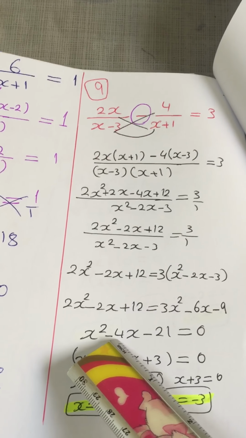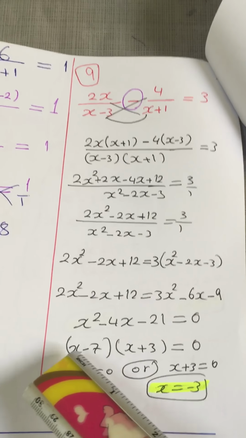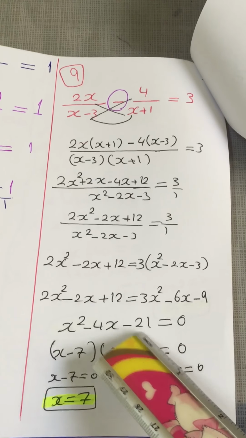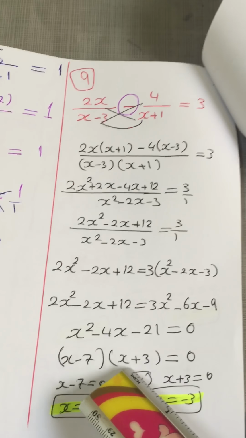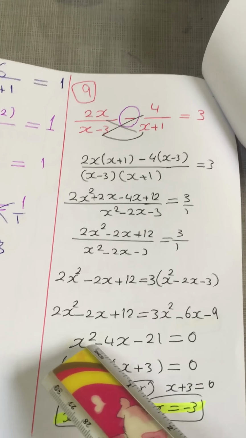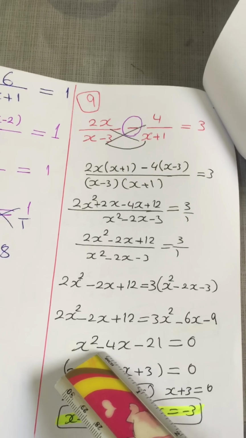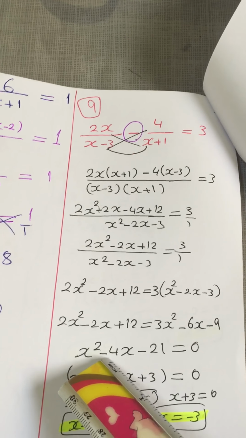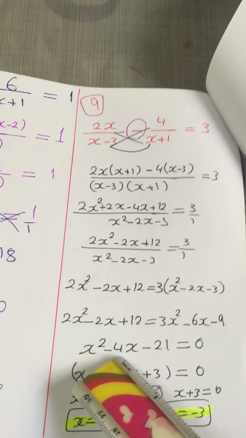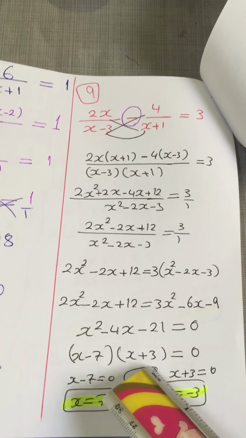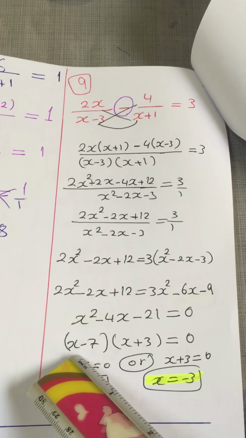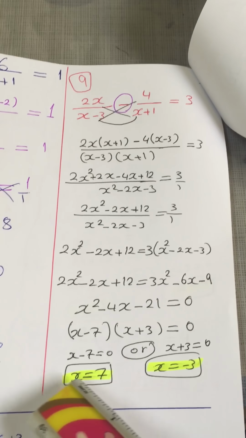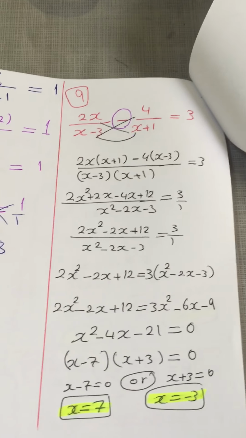Factorize this quadratic equation into x minus 7. X squared will be x and x. Negative 21 comes from negative times positive. I want the middle term negative, so I'll give the bigger number the negative sign. 21 comes from 7 times 3. So I'll give 7 negative as the middle term and 3 positive. So maybe this bracket x minus 7 equals 0, or that one x plus 3 equals 0. So x equals 7 or x equals negative 3.